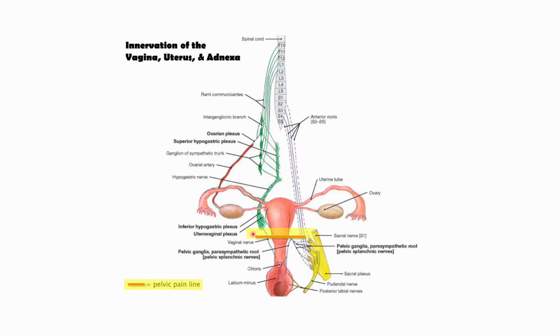So again, this is the pelvic pain line. Anything that's intraperitoneal is considered above, and anything that's subperitoneal is considered below the pelvic pain line. And they're going to have different innervation: above is going to be sympathetics, below is going to be parasympathetics.